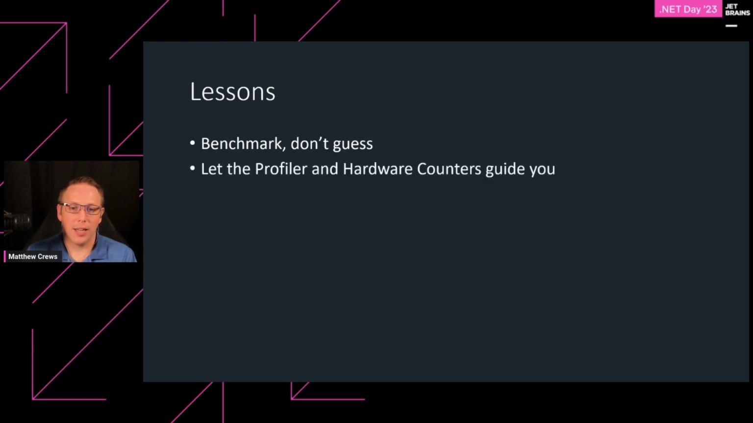So what are the lessons I want you to take away from this talk? One of them is that I want you to benchmark, don't guess where your performance problems are. You should always be measuring. You should never just be assuming whether an optimization is going to be better for you or not. I hope that you've learned that because I showed you several cases where we had an optimization that we thought would yield something and it ultimately didn't. So make sure you're measuring, not just guessing. And you should be letting the profiler and hardware counters guide you as far as what you need to do to improve performance.